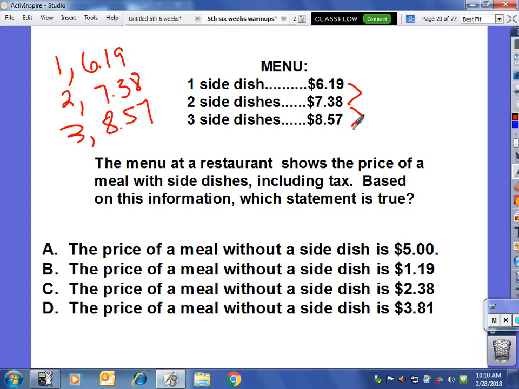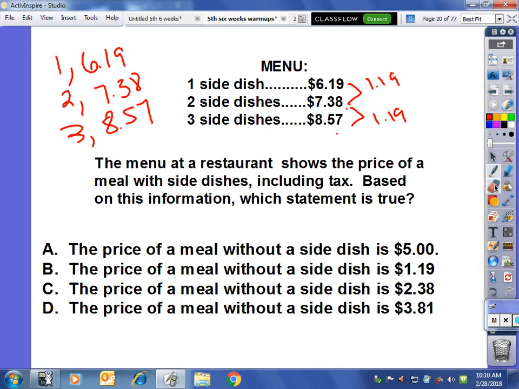So real quickly, in your calculator, do 738 minus 619. What's 738 minus 619? What is 857 minus 738? Is it going up by the same amount? It is linear. So when you know it's linear, where can you go?